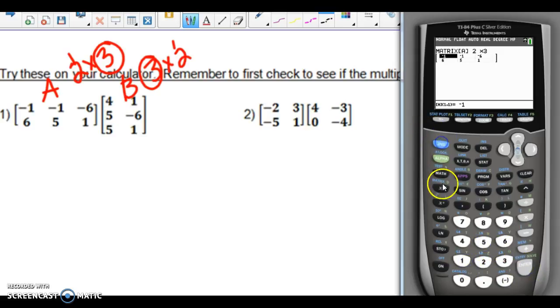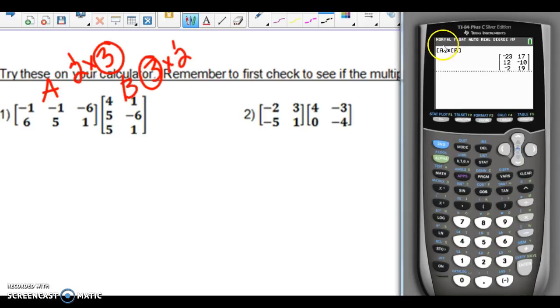And then hit second matrix and go over again. And this time go down to 2 for B. And you're going to edit this one so that's a 3 by 2. And you're going to have 4, and it always goes across. 4, 1, 5, -6, 5, and 1. And then second quit.